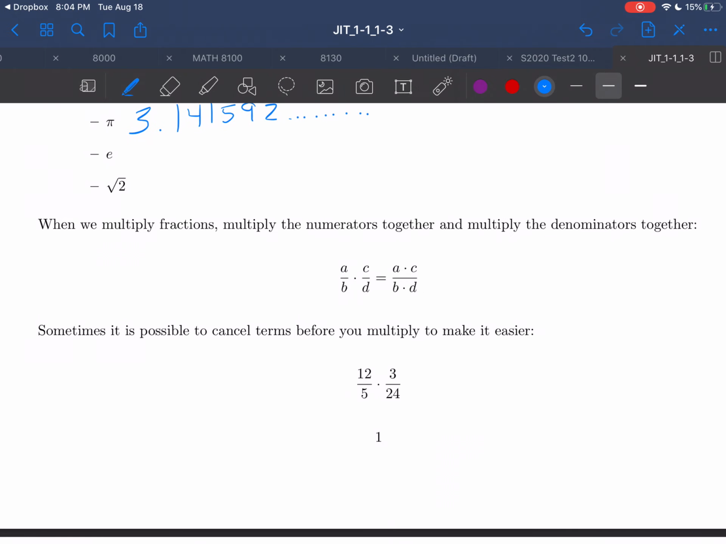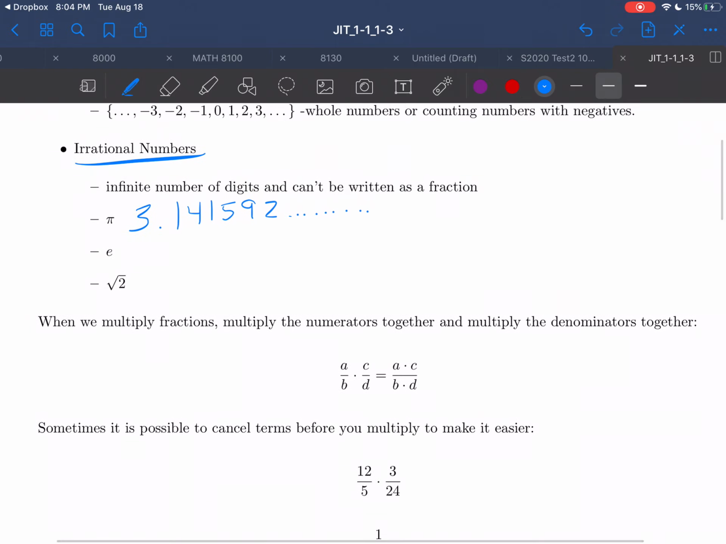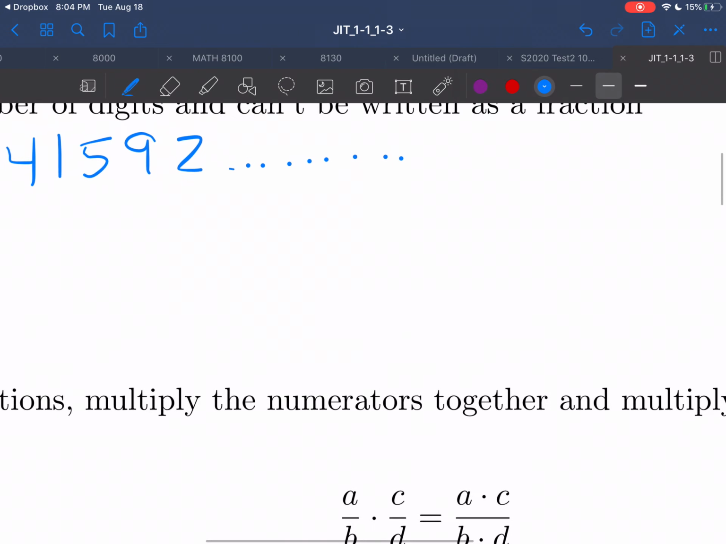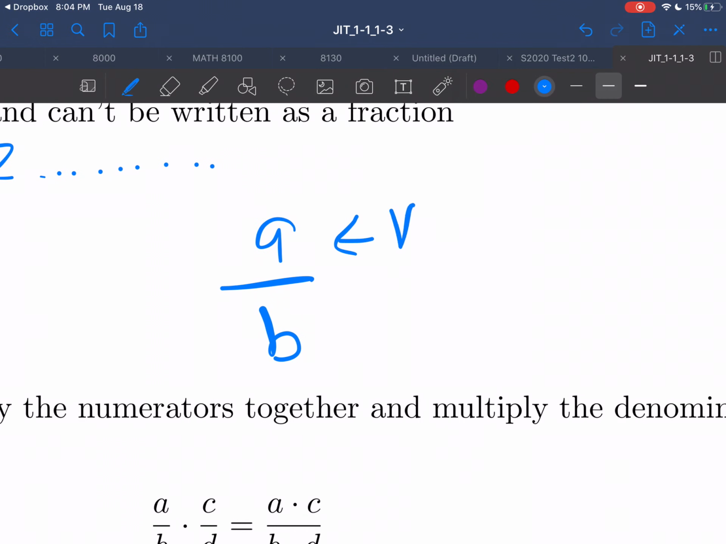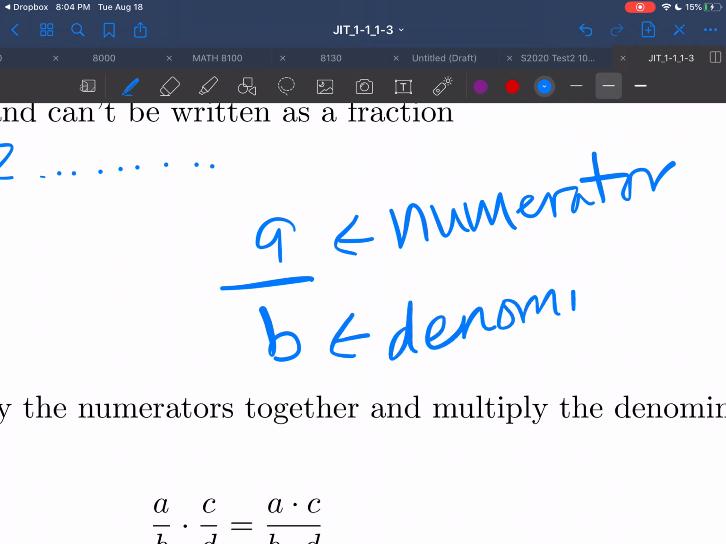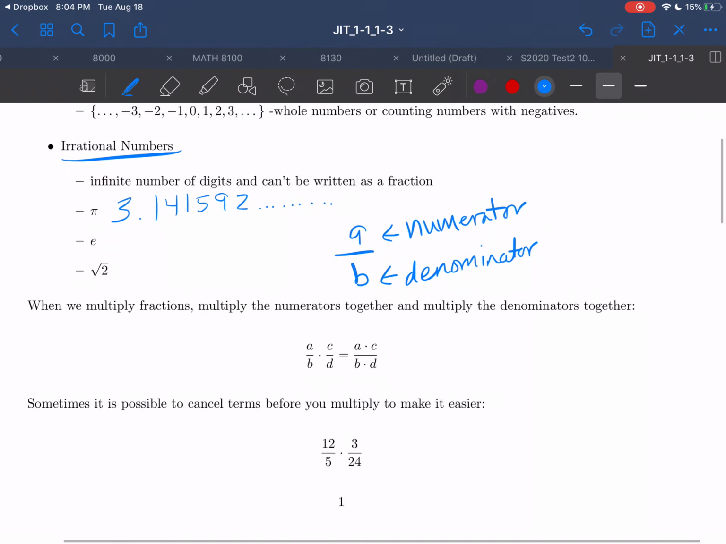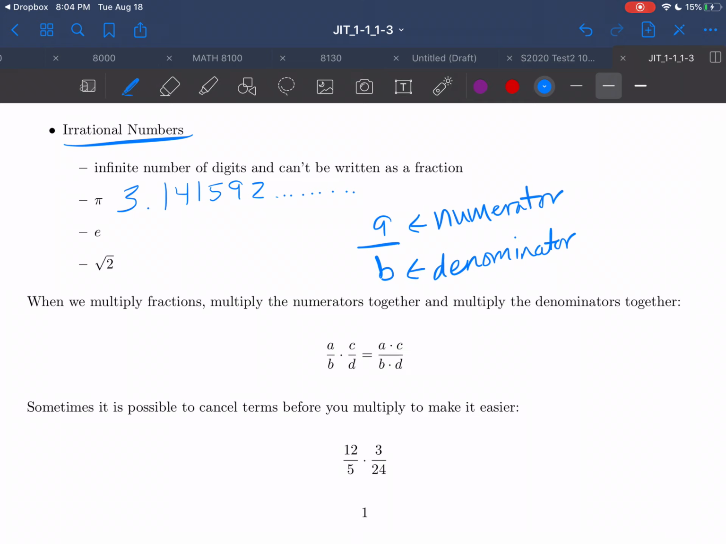So multiplying fractions. When multiplying fractions, you multiply the numerators together. Anytime you've got a fraction, say we've got a fraction a over b, the numerator is the top number. Denominator is the bottom number. So when we're multiplying these, we're going to multiply the numerators together and then the denominators together. You just go straight across.